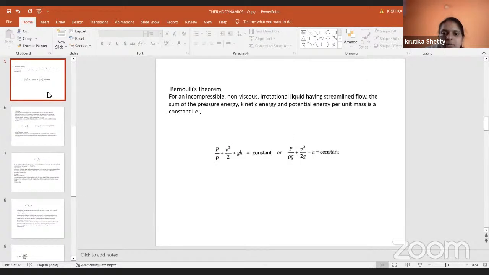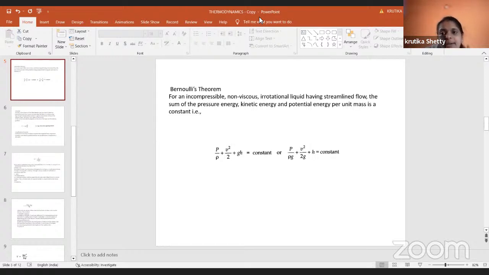Then next we have the Bernoulli's theorem. So what is this Bernoulli's theorem? That is for an incompressible, non-viscous, irrotational liquid. ಅಂದ್ರೆ Bernoulli's theorem ನಾವು ಅಪ್ಲೈ ಮಾಡ್ಬೇಕಾದ್ರೆ ಈ 3 conditions ನಮಗೆ ಬೇಕಾಗುತ್ತೆ. The liquid must be incompressible, and the liquid must be non-viscous, and the liquid must be irrotational liquid having streamlined flow. So ನಮಗೆ ಗೊತ್ತಿದೆ turbulent flow ಮತ್ತೆ streamlined flow ಅಂತ ಕಲಿತೀವಿ.